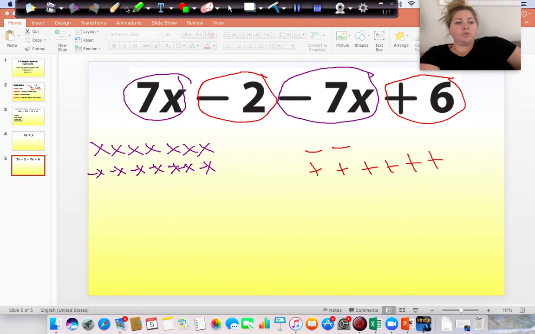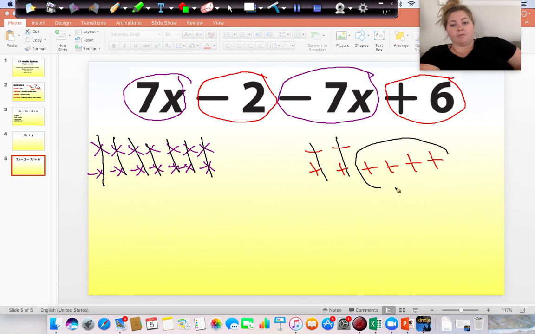And I like to cross out when we have a 0 pair, which means if we have a positive and a negative, they cancel each other out. So this positive and negative x cancels, this positive and negative x cancels, and so on. And we have no more variables left. So these essentially canceled each other out. We have 7 x's and we're taking away 7 x's, so we have no more x's. Over here, we've got -2, and we're adding 6 to it. So again, we can cancel out our 0 pairs, and we're left with 4 positives. So +4 is our answer.